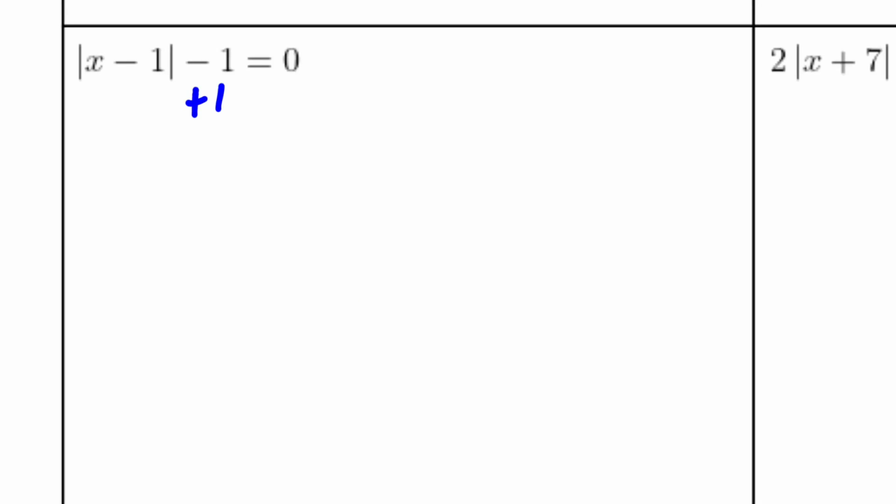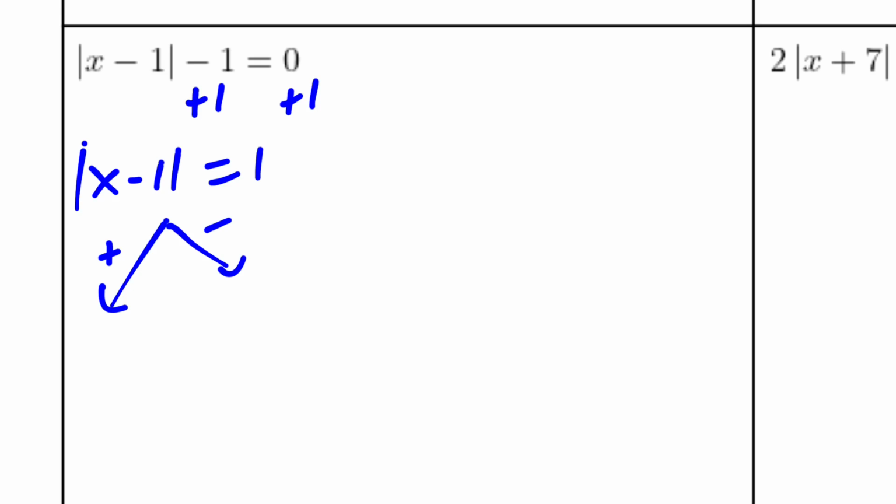Next one, first thing to do is add 1 to both sides. And now that I have the absolute value all by itself, I can split into a positive and a negative equation. At this point, the brackets are gone.